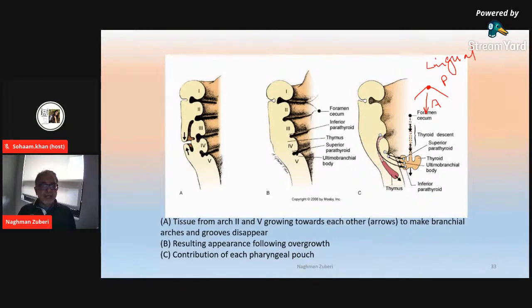It descends and starts growing in size. Otherwise, in a very small minority of cases, it stays here at the foramen cecum. When it descends, it leaves behind the foramen cecum, which is at the sulcus terminalis. Here you can see the inferior parathyroid glands and the superior parathyroid glands and the ultimobranchial body, which will give the follicular cells of the thyroid.